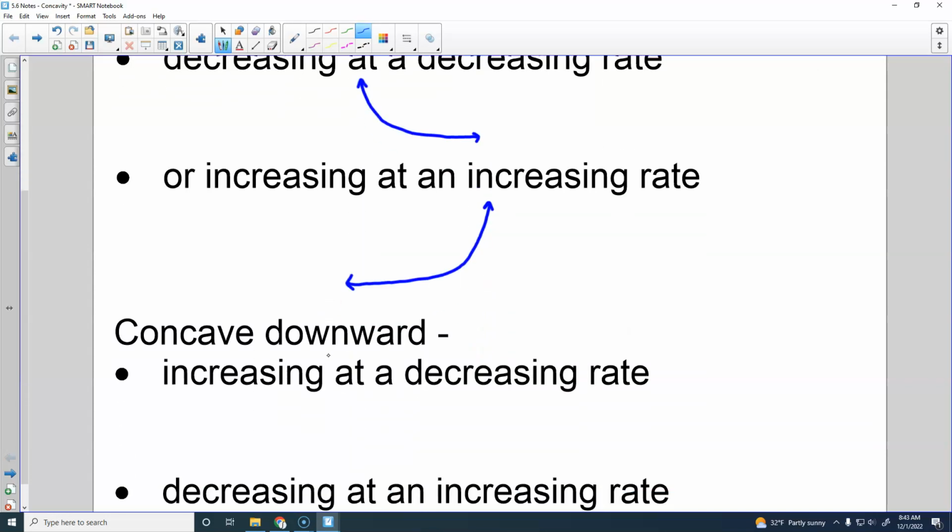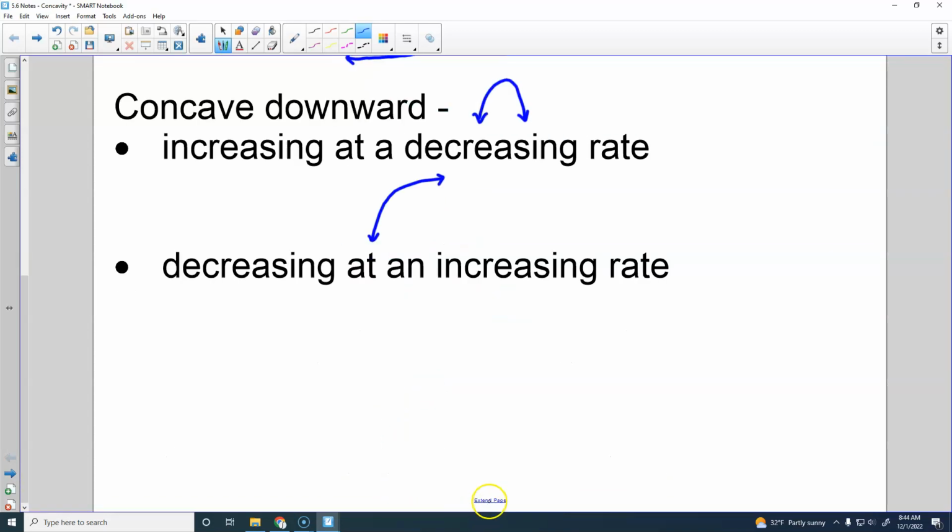Okay? Concave downward is like a sad face, right? To look at the parts of that specifically, you could be increasing at a decreasing rate. So you're going up fast at first, but then it slows down. Or you could be decreasing at an increasing rate. So you're decreasing slowly at first, but then it drops faster and faster.